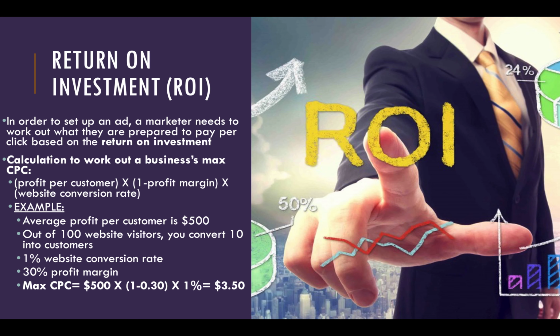website conversion rate. So, an example: the average profit per customer is $500. And out of 100 website visitors, you only get 1 visitor to convert to a customer, so 1% website conversion rate. And then a 30% profit margin. So your max cost per click would be 500 times 1 minus 0.3 times 1%, which is $3.5. That would be your max cost per click, which would help you figure out your return on investment.